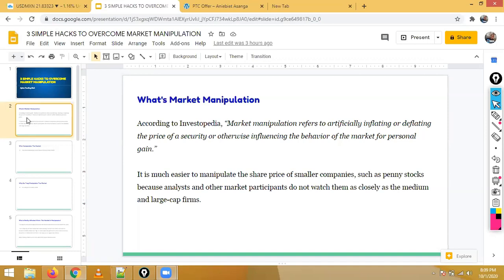It's easier to manipulate the share price of smaller companies and penny stocks because the analysts and other traders do not watch them as closely as medium and large cap firms. That is why I always advise that you should trade popular currencies, not exotic pairs. The exotic pairs are easily manipulated, like USD ZAR, USD Turkish lira, or even pound Turkish lira, or even USD Nigerian dollar. Some brokers call it Nigerian dollar instead of naira. So these are easily manipulated.